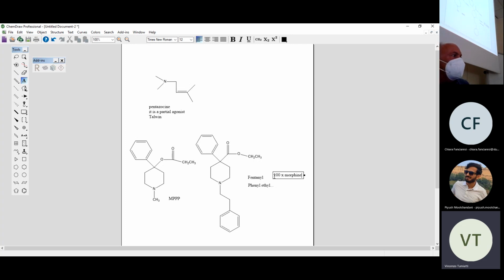No antagonists in this class. It is not possible to transform fentanyl, which is a pure agonist, into an antagonist or a partial agonist, as we have seen for metazocine. Only agonist. So please remember, no OH on the aromatic ring, no antagonist in this class.